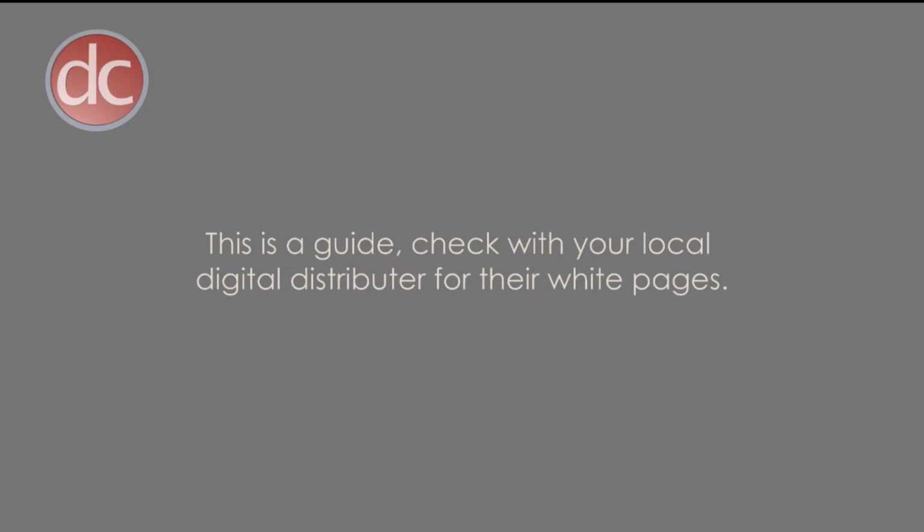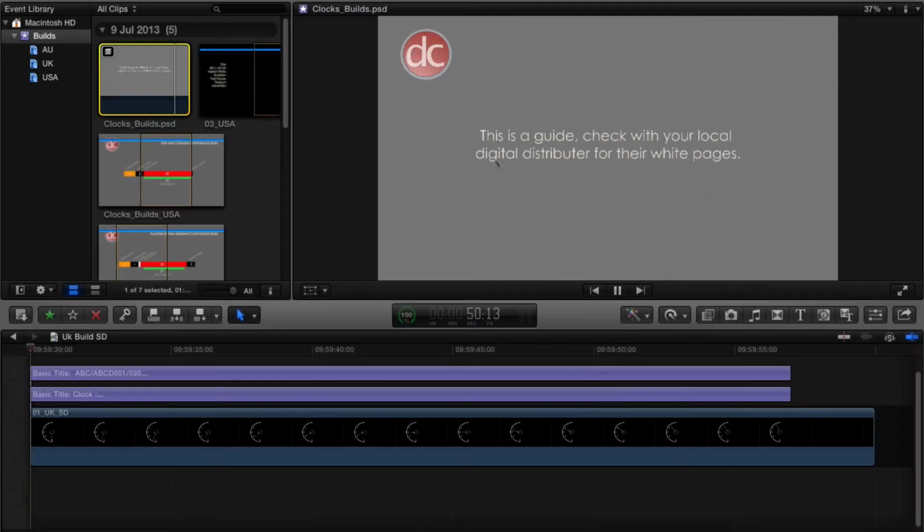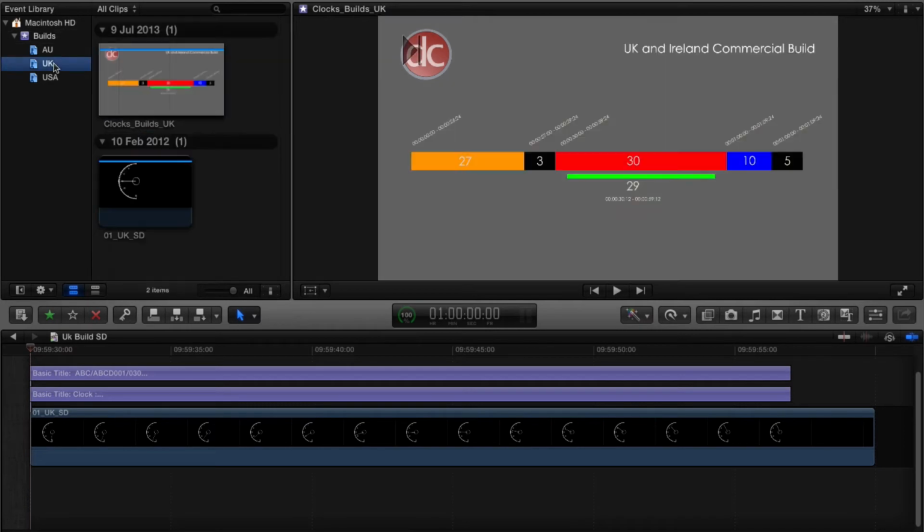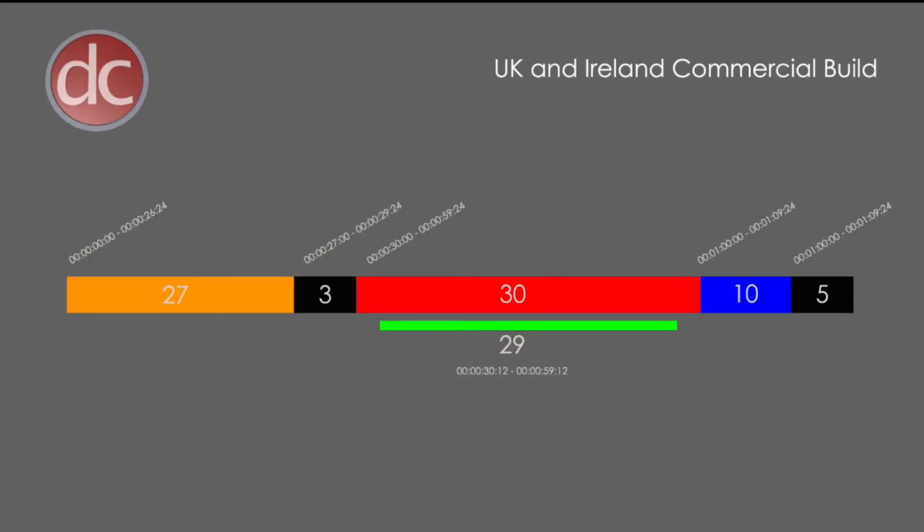And as always, this is a guide. Check your local digital distributor for their white pages. White pages are a representation of a technical document for the mezzanine format for your digital distributor. So let's dive on into Final Cut 10. I have some lovely diagrams for you guys today. So let's dive into here and have a quick look.